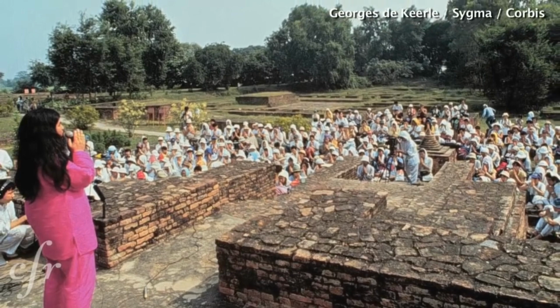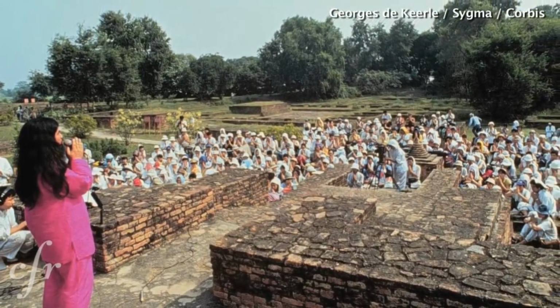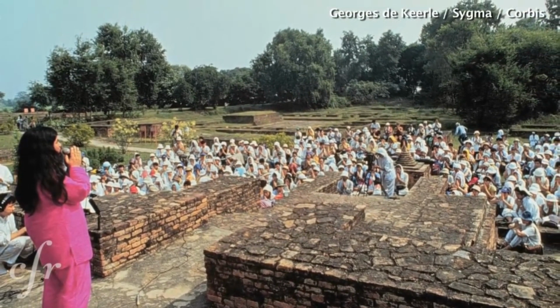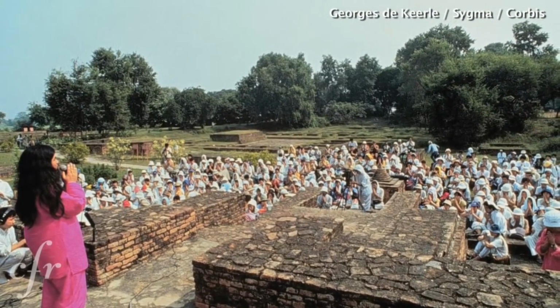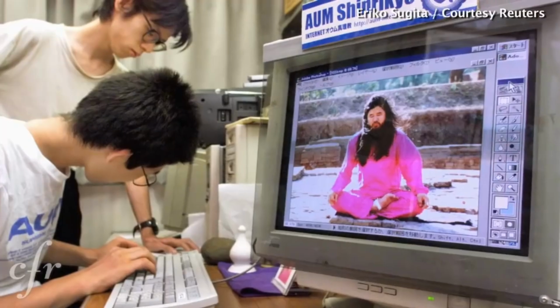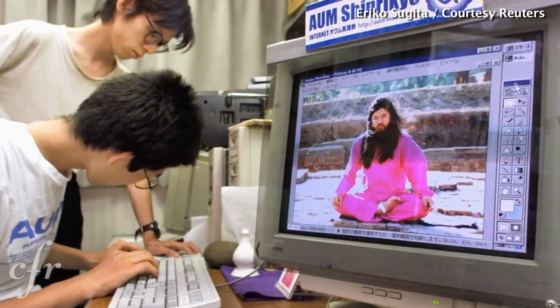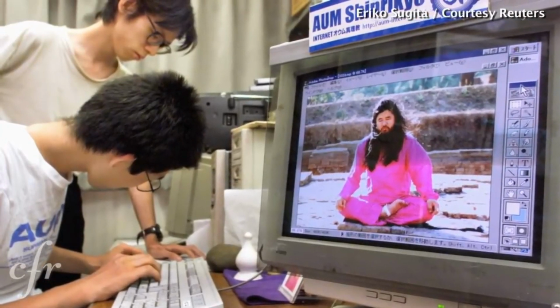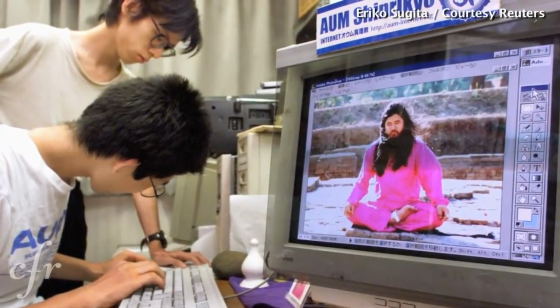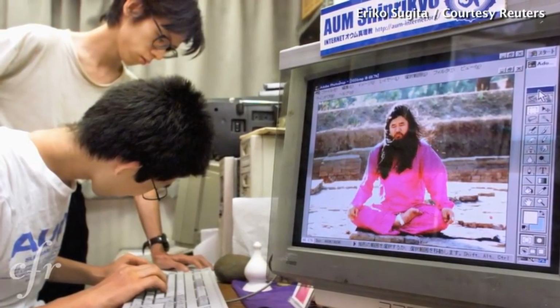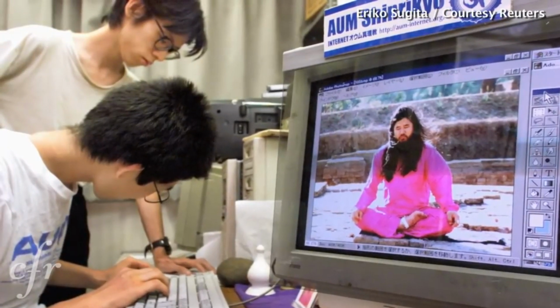Asahara targeted his pitch at disillusioned young people. He was a good recruiter. By 1995, Aum Shinrikyo had as many as 40,000 followers. Just as important, Aum Shinrikyo grew rich. By the early 1990s, it had more than $300 million in assets. How did the cult get so wealthy? Partly by running businesses, and partly by requiring members to sign their wealth over to the cult.